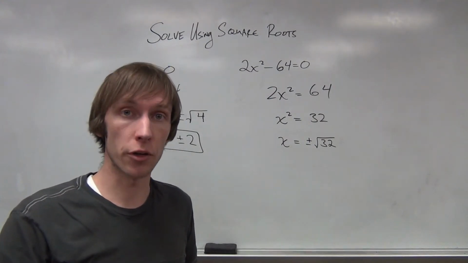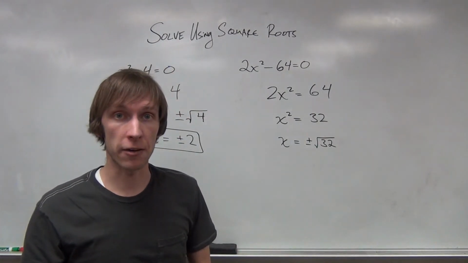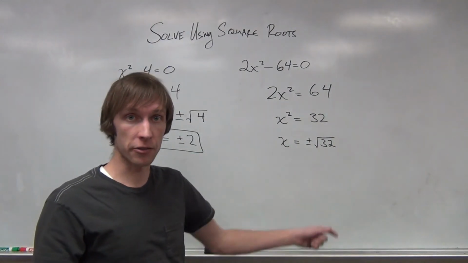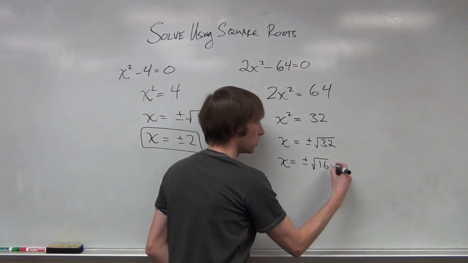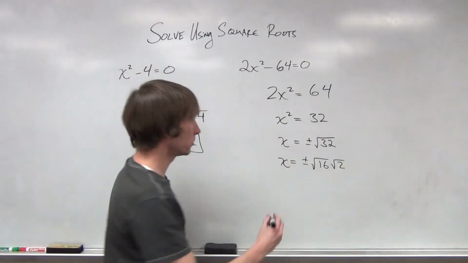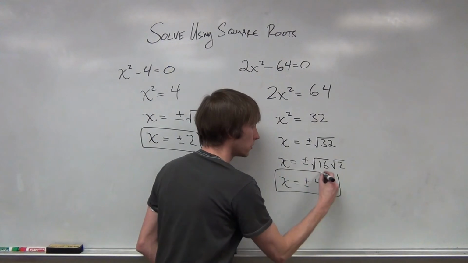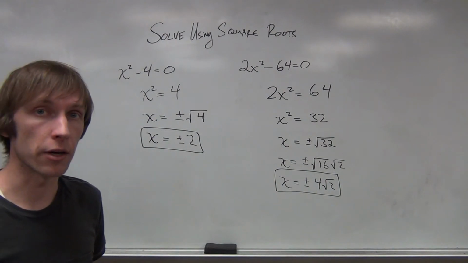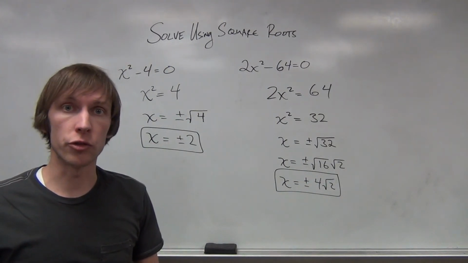Now to simplify the square root of 32, we have to consider the fact that there are multiple ways to approach it. I, of course, am a fan of being efficient, and so instead of 4 times 8, to try to simplify this, I'm going to pick 16 and 2. We know that the square root of 16 is 4. And so this yields our answers: x equals positive 4 radical 2 or negative 4 radical 2. And this is how you solve quadratic equations using square roots or using the algebraic method.